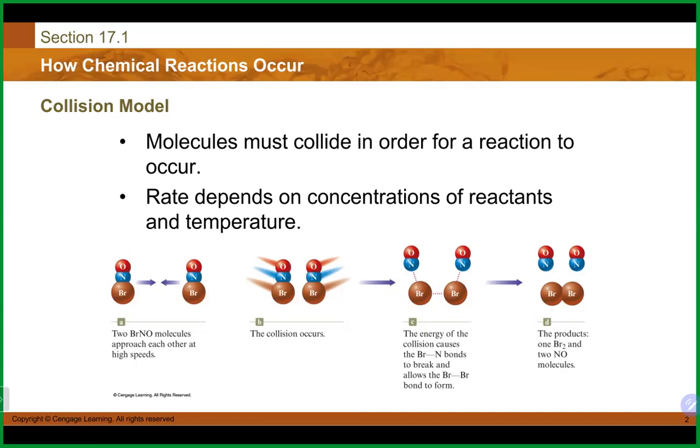If they hit each other in the wrong location, you really won't get products to form. And the other really important thing is they have to hit each other with the right amount of energy. So you've got to have those two things. They have to collide in the right location, and they have to collide with the right amount of energy in order for products to form. Not all collisions will lead to product formation, but if you do have collisions in the right location and with the right amount of energy, you will get products to form.